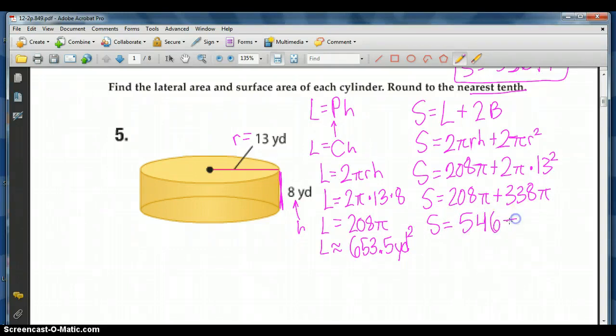546 pi. Now once again, why am I leaving in terms of pi? And that's so that I only have to round one time. So now I'm going to multiply 546 by pi and round this to the nearest tenth, which would be 1,715.3 square yards. And that's my surface area of the prism.